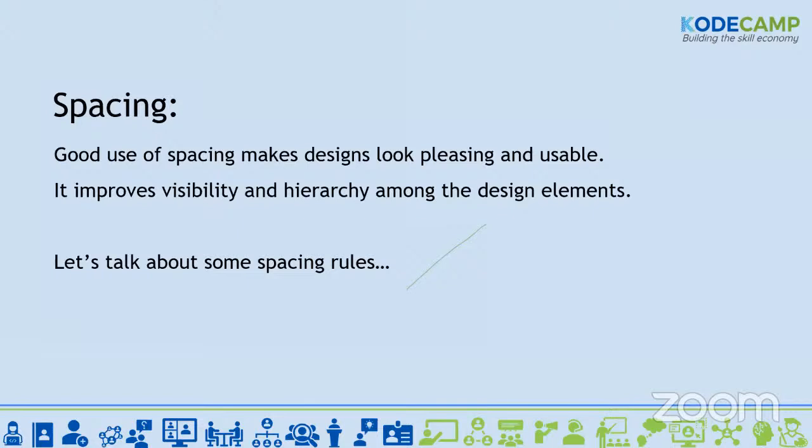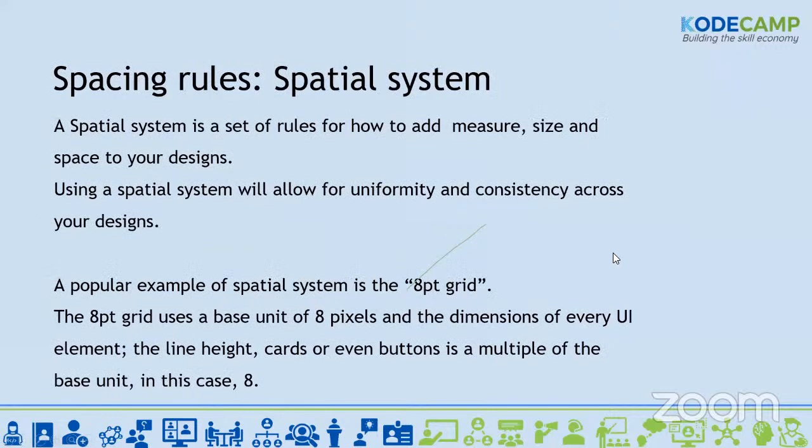So your design should have accurate spacing in between the elements. It's actually very, very helpful because it helps the user to be able to navigate through. So let's talk about some spacing rules here. We have the spacing system. This is a set of rules for how to add measure, size, and space to your design. Using a spacing system will allow for uniformity and consistency across your designs.